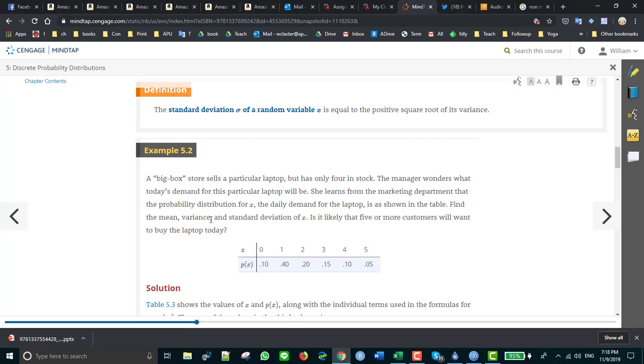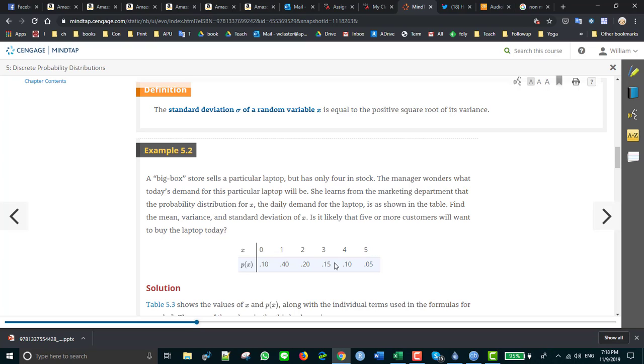So what they do is they say find the mean and variance. Well, we already did that, and the standard deviation. And then, is it likely that 5 or more customers will want to buy the laptop today? So let's look. We can answer that also. What they're saying is, is it likely that you're going to get 5 people or more asking for the laptop?